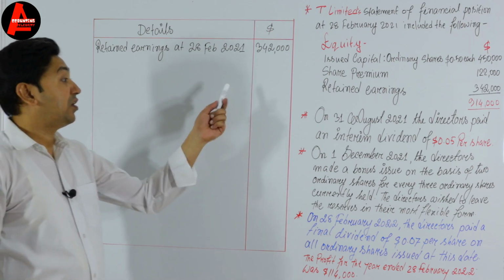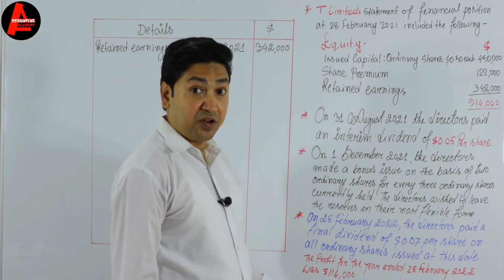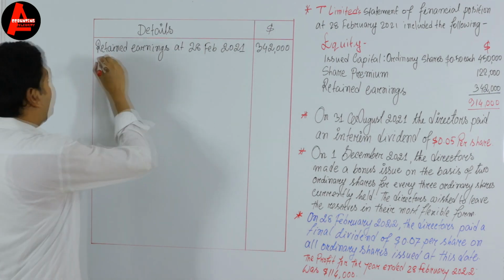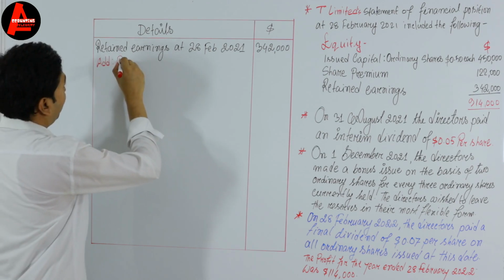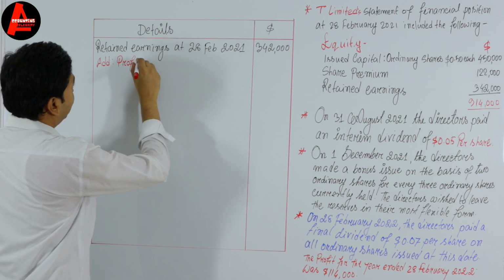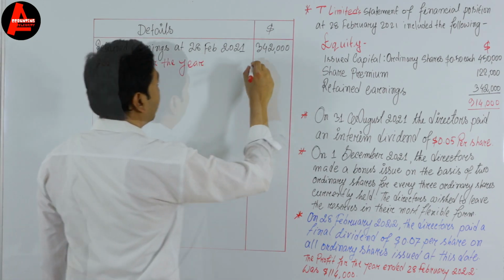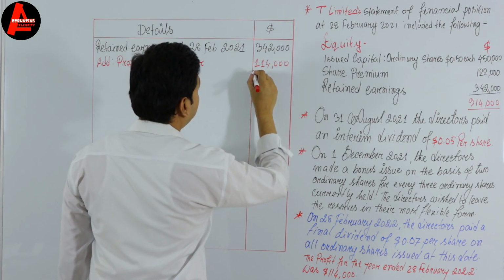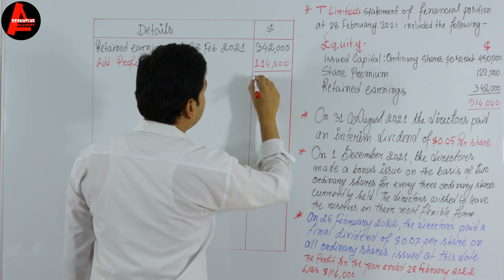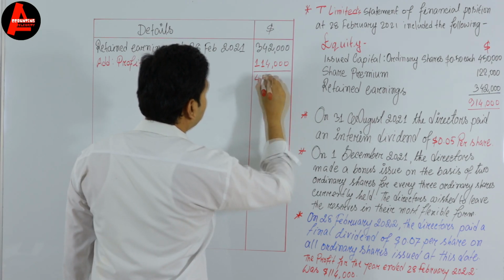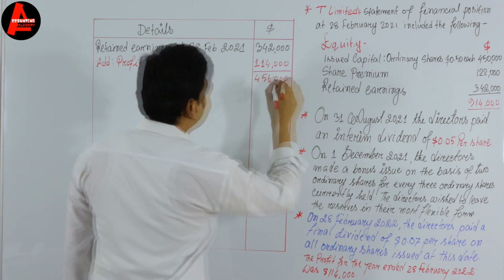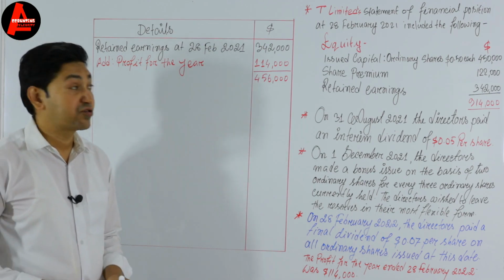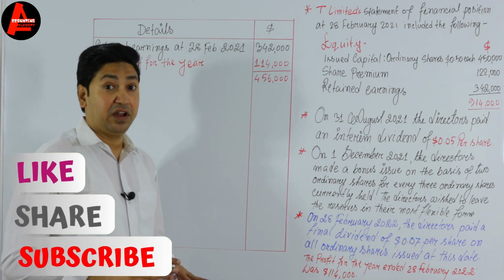Now with this one we will add the profit for the year, which is $114,000. Let us write here add profit for the year, $114,000. Now if we add these two amounts, we get $456,000.